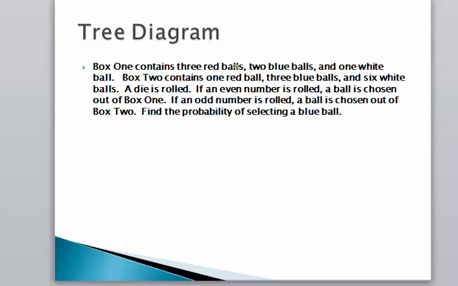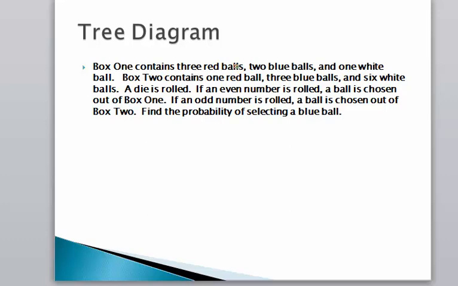What we're going to do is attempt to organize the information using a tree diagram. As you read through the problem, you need to determine what the first action is. When I read the first sentence of the problem, it simply says that box 1 contains 3 red balls, 2 blue balls, and 1 white ball. That's a descriptive sentence, but this does not imply any action.